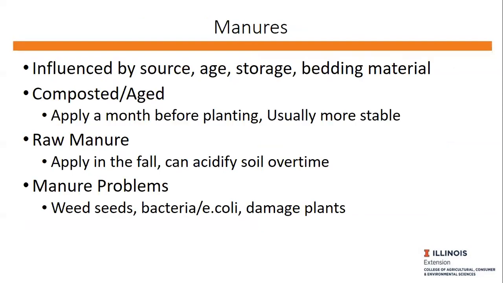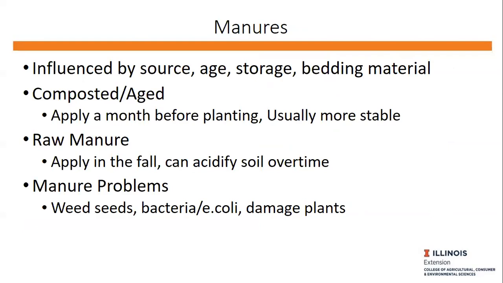Let's discuss some of these different organic matters. Manure is influenced by the source, the age, the storage, and the bedding material. In most cases, we are recommending a compost and an aged manure. So this is something that has been allowed to lay out, be exposed to the elements, and become a bit more stable. This is something that's applied a month before planting.